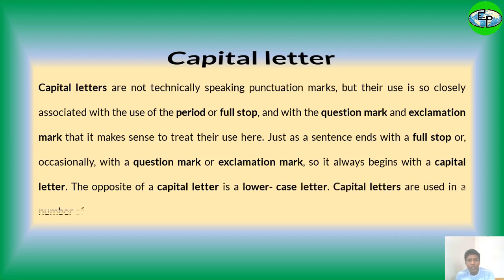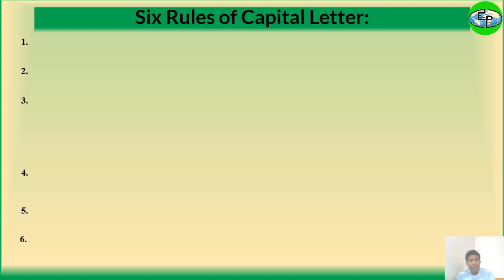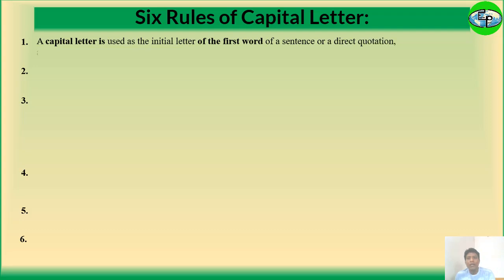Capital letters are used in a number of situations. There are only 6 rules of using capital letters. Number 1. A capital letter is used as the initial letter of the first word of a sentence or a direct quotation, as in: They left early. And: He said quickly, "I don't feel very well." The end of a quotation.